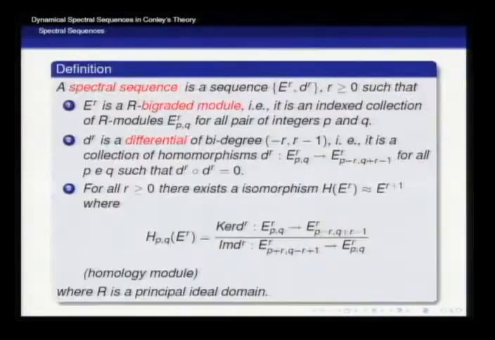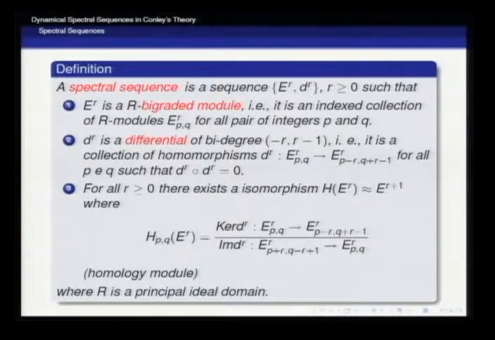Okay, so a spectral sequence is a sequence such that the E^r are bigraded modules, that is, an indexed collection of R-modules. R is a principal ideal domain; for us it's just Z. We just worked over Z. d^r is the differential of bidegree (-r, r-1), and that is the collection of homomorphisms, and that's where this starts getting messy, right? From E^r_{p,q} to E^r_{p-r, q+r-1}.